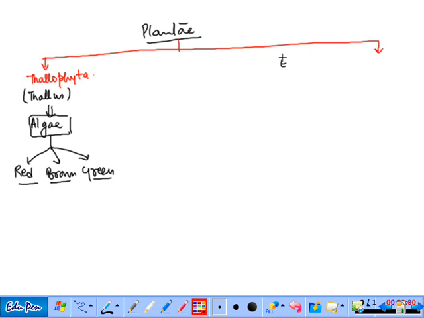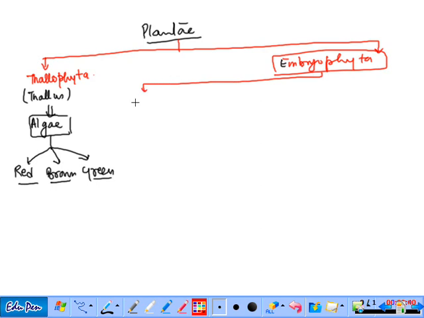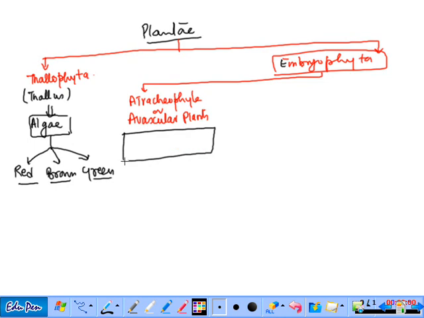Embryophyta. We have embryophyta. Embryophyta means it has embryo. So embryophyta has atracheophyta or avascular plants. Avascular plant, what has come to our mind? Bryophyta. Exactly right. It is bryophyta.